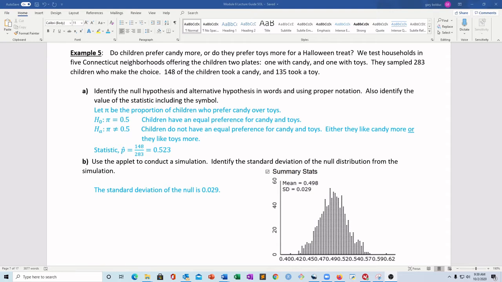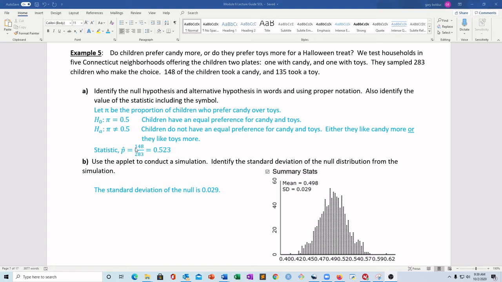So what's the null? The null is there's no preference. Children like toys and candies equally. So that would be that the proportion of children who prefer candy over toys would be 0.5 or 50%. Right? They're just randomly picking. Doesn't matter. What's the alternative? Well, the alternative is there is a preference. They do not have an equal preference for this, right? They either like candy more or toys more, but we don't know which one, so that's why we use not equal to. Okay, not equal to, because we don't know if it's candy more or toys more.